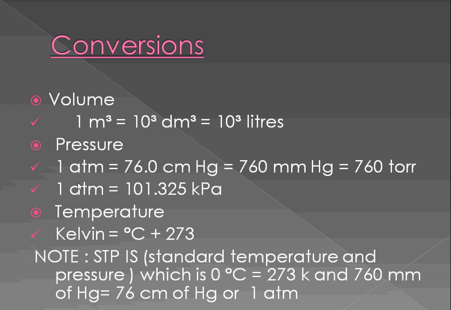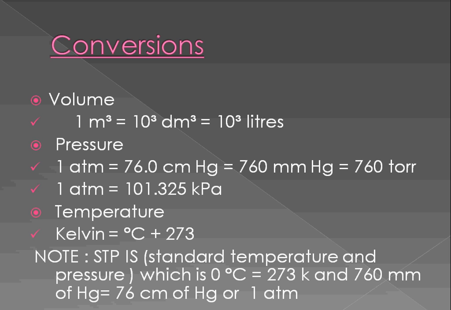Now let's see the conversions. These are very important because the numerical gives a particular unit and you have to convert it into another unit. So you should know the conversions of the units. For volume, 1 meter cube is equal to 10 to the power 3 decimeter cube, which is also equal to 10 to the power 3 liters, right? In pressure, 1 atm is 76.0 centimeter of mercury column, which is also equal to 760 mm of mercury column, which is also equal to 760 torr.